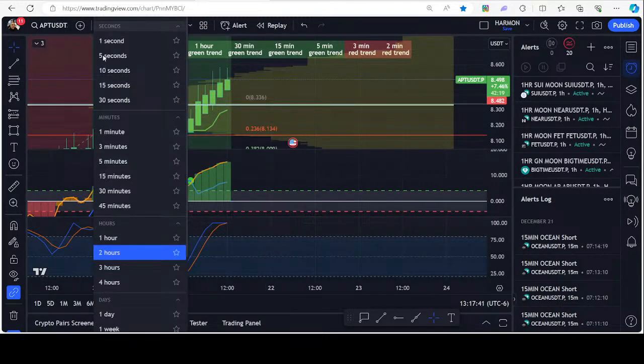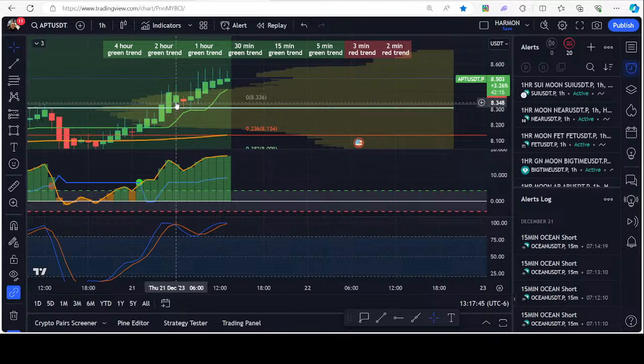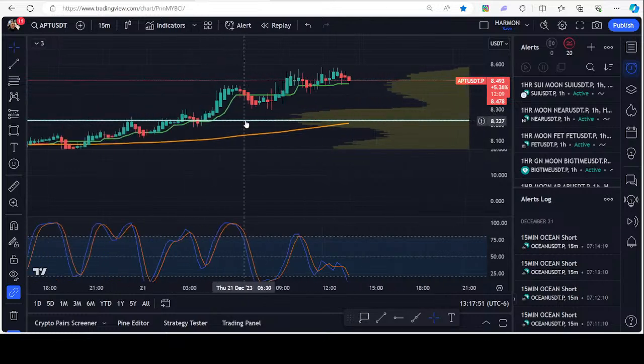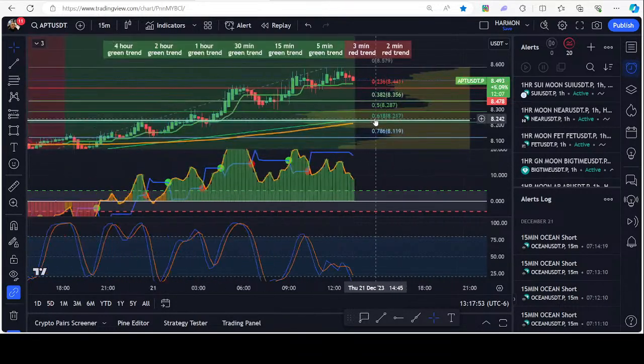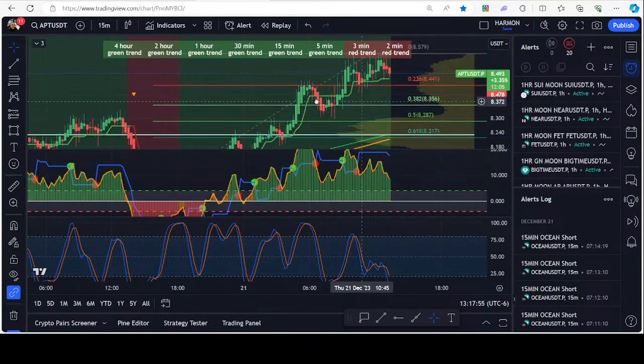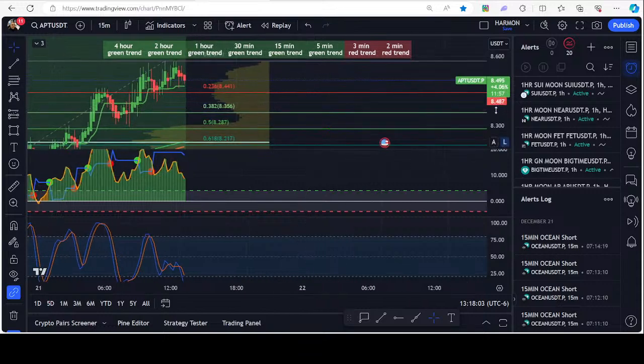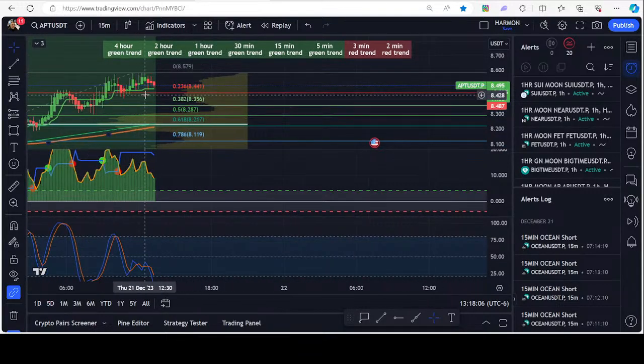So now what I need to do on APT is get to my 1 hour red moon and a 15-minute red moon, red trend pullback, right? So pullbacks always start with our 15-minute. Right now we have a 15-minute red moon, but we don't have that red 1 hour moon. So it looks like it's building up for a pullback here.